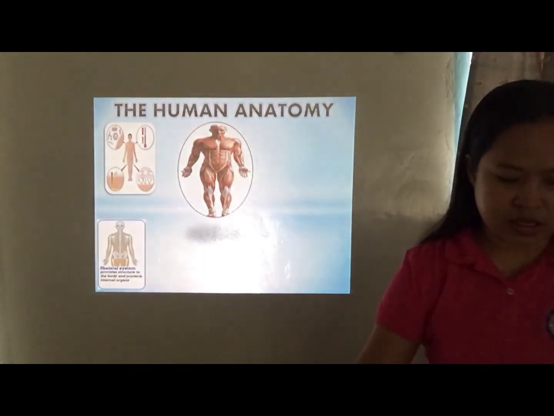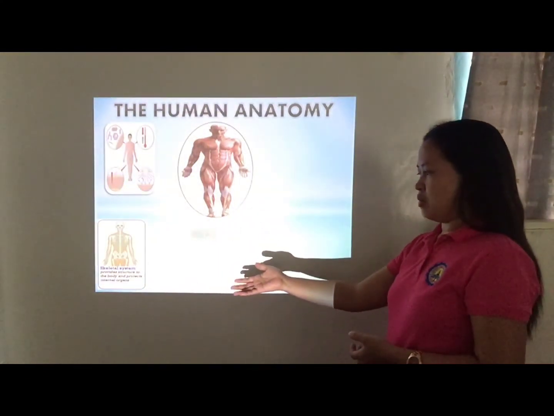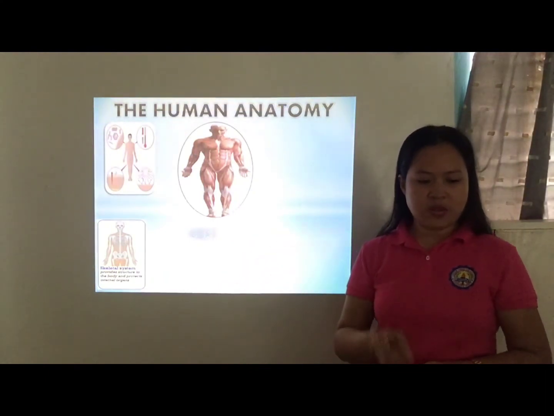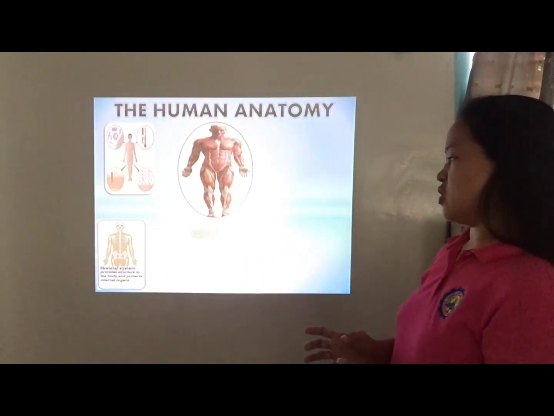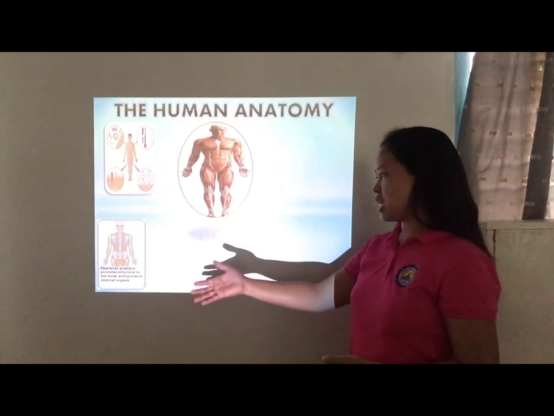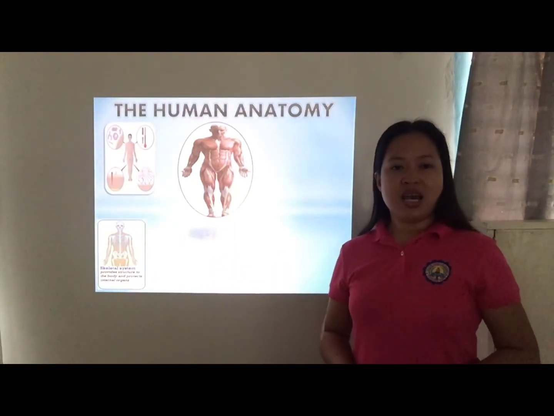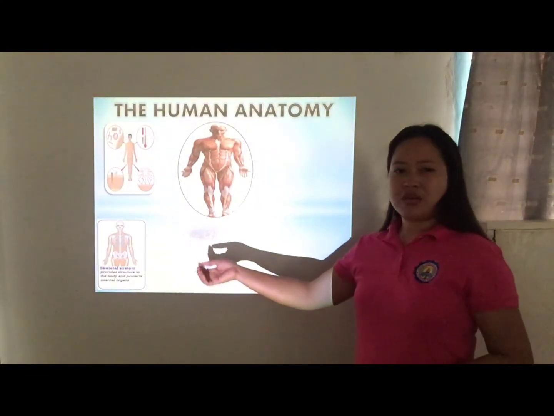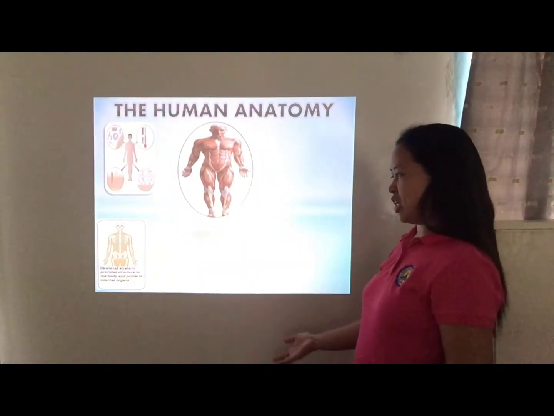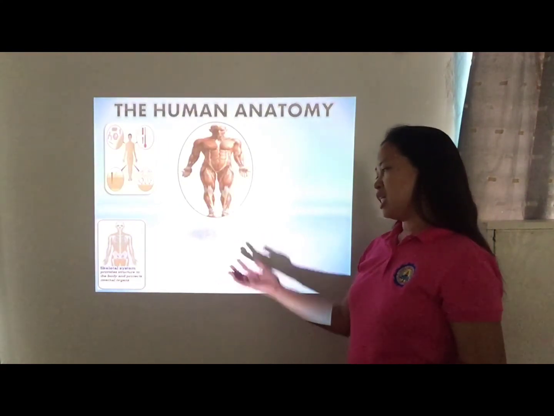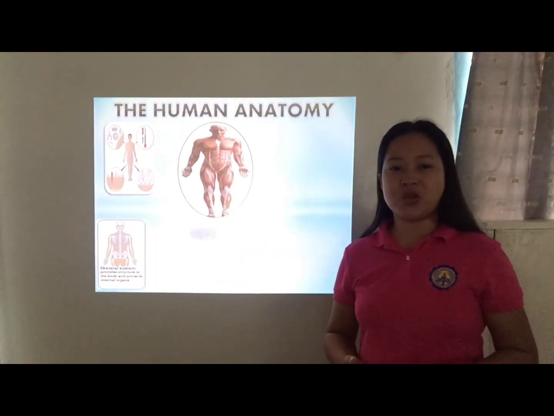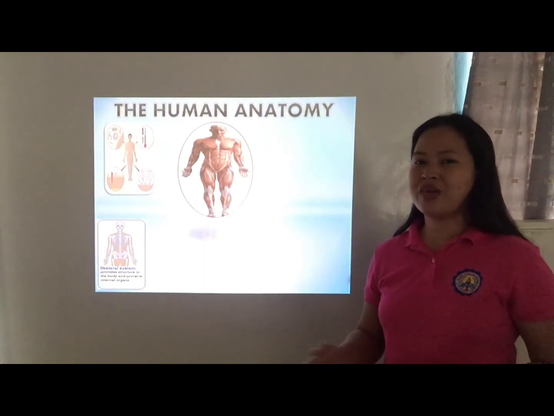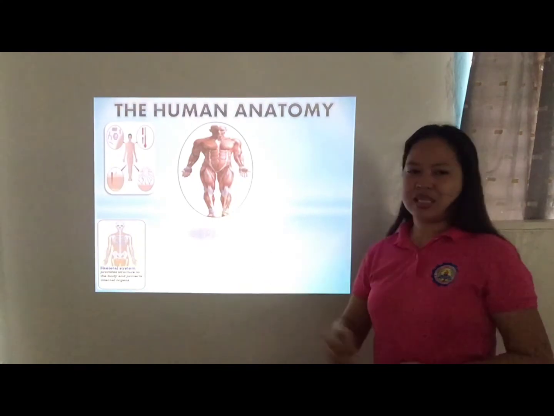And then, we have the skeletal system. The skeletal system provides structure to the body and also protects the internal organs. Because of the skeletal system, we are able to stand. Included there, of course, are our bones and our joints. Also, as mentioned earlier, it protects the internal organs of our body. So that is one of the important functions of our skeletal system.